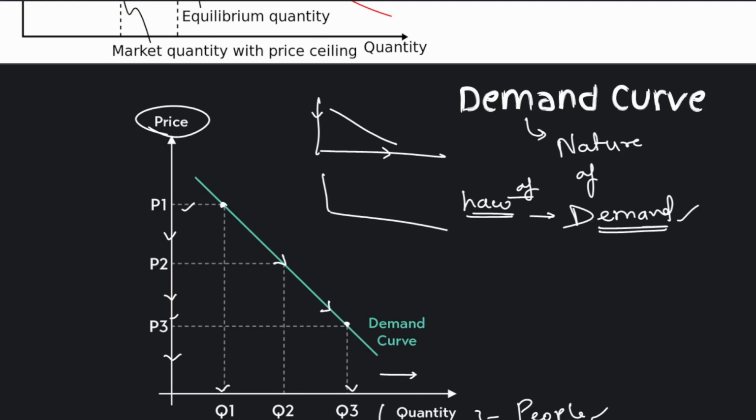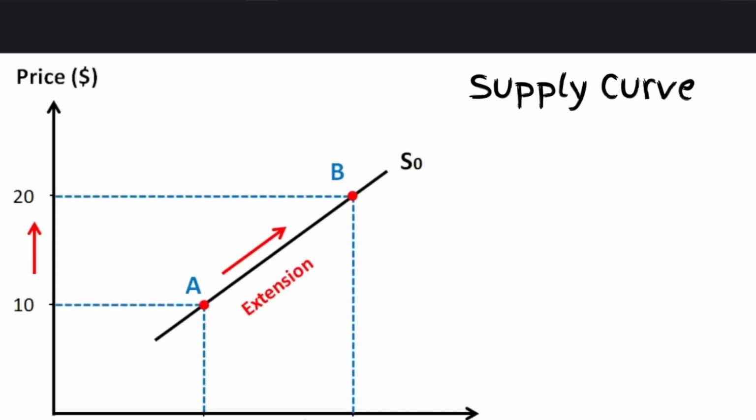It can also be like this, it can be like anything. The concept will remain the same, that it will go down. Now let's come to the supply curve. So what do we see in the supply curve? Here is the supply curve.